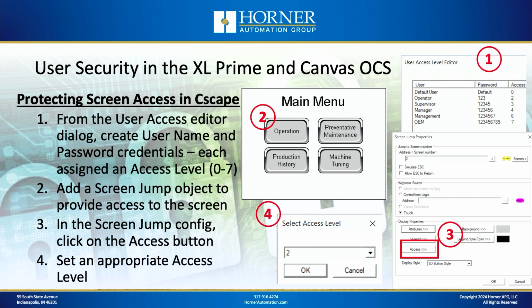In my example here, as you can see from step 4, I've set the access level to 2. So what that would mean is that anybody at runtime who presses this button would have to have an access level of 2 or higher in order for that button to operate. Okay, so that's effectively the way you set up Cscape to protect a screen using the user security function.